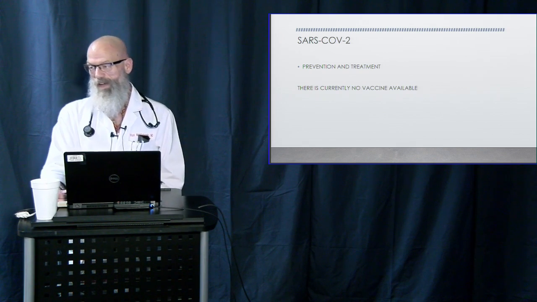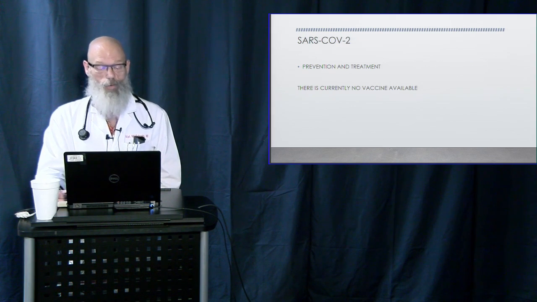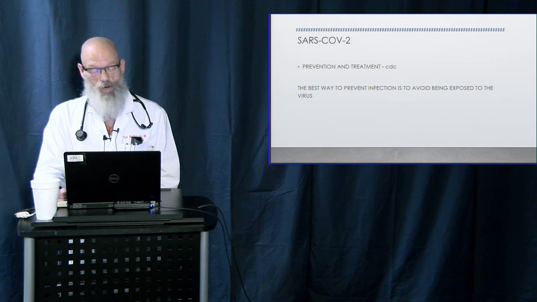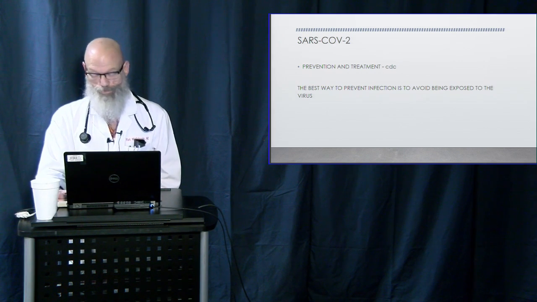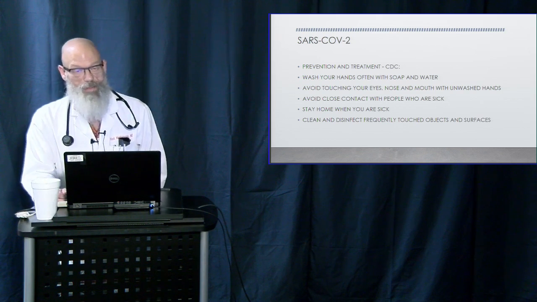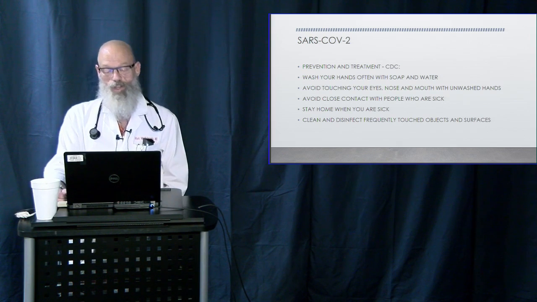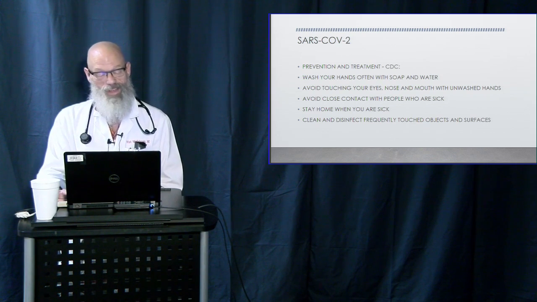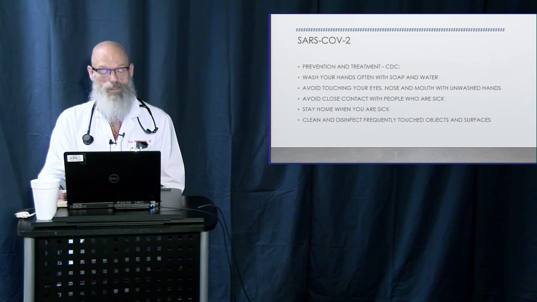Non-SARS, non-MERS coronaviruses don't necessarily elicit lifelong immunity. I'm not sure why this should. I hope it will. As far as prevention and treatment, according to the CDC, the best way to prevent infection is to avoid being exposed to the virus. The CDC also recommends wash your hands often with soap and water. Avoid touching your eyes, nose, and mouth with unwashed hands. Stay away from people who are sick. Stay home when you're sick. Clean and disinfect frequently touched objects and surfaces.